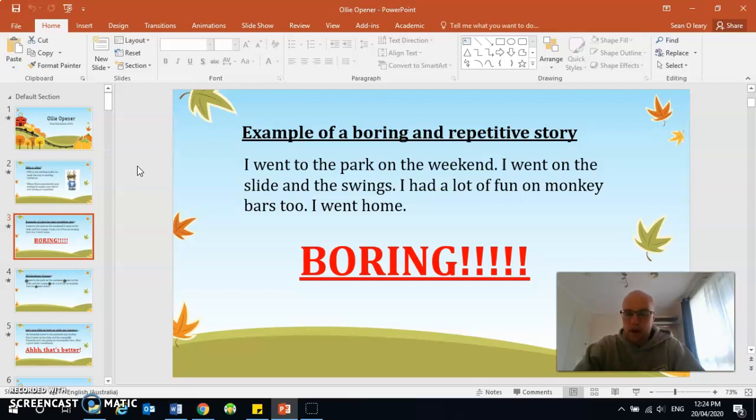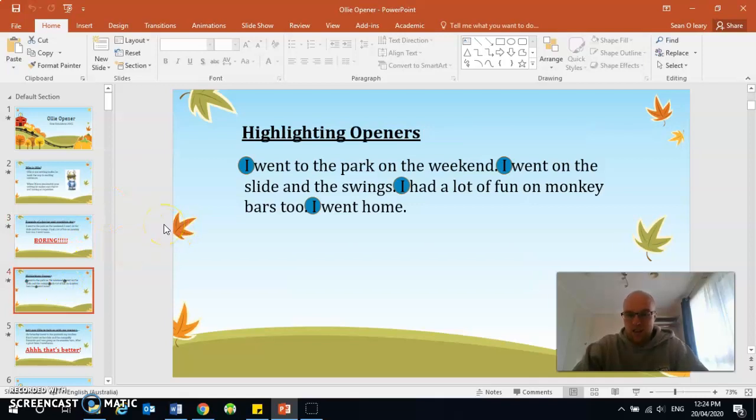I went to the park on the weekend. I went on the slide and the swings. I had a lot of fun on monkey bars too. I went home. Then in red it says boring. Now the reason why it's a little bit boring is because of this. In this one, I've highlighted with a blue circle the opening words that were used in each sentence. Okay? You'll notice they're the same word each time.